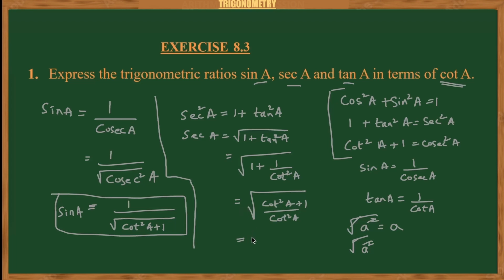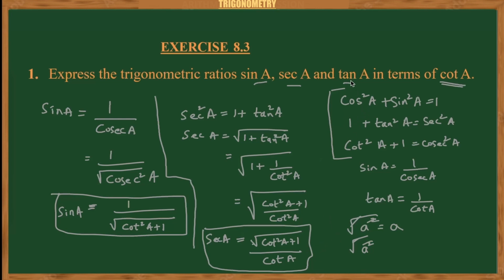Further simplifying this, secant A is equal to root of cot square A plus 1, and the root and square get cancelled, it becomes cot A. This is our secant A. Hope this is clear.